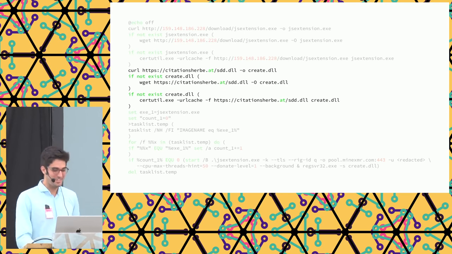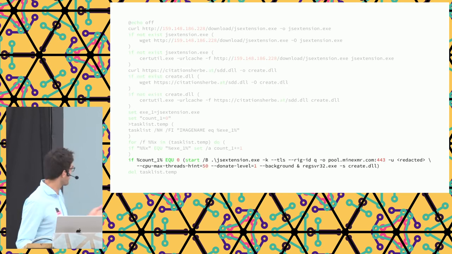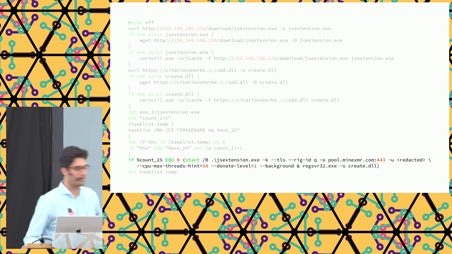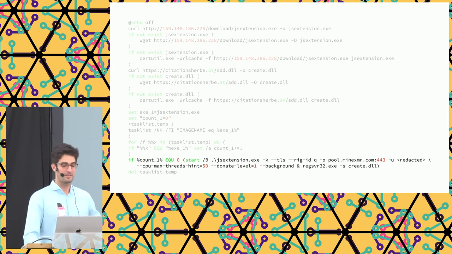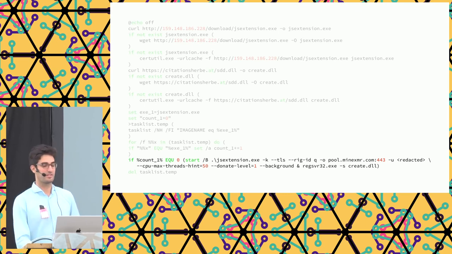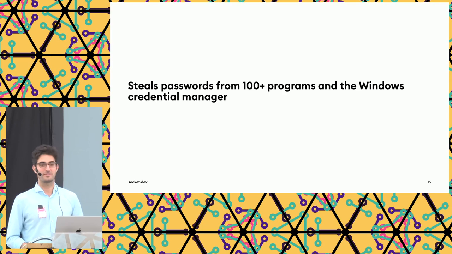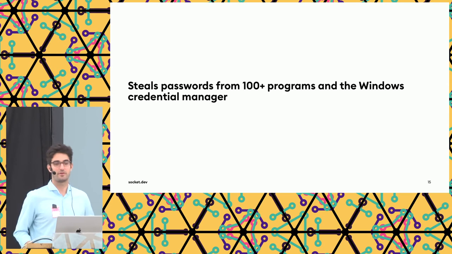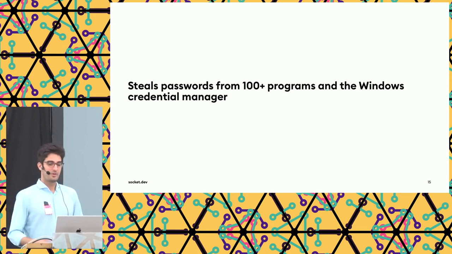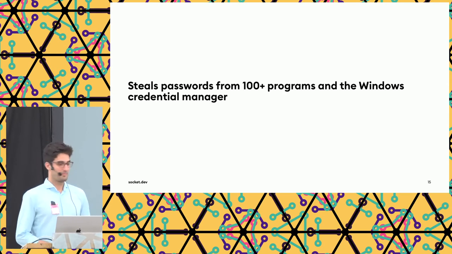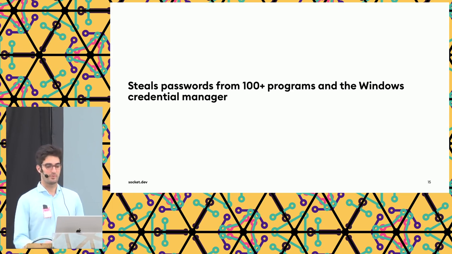So it will download the DLL file, and again, it runs the malware payload, and then at the very end, it registers the DLL. And that piece there is the really scary part, because that DLL file actually scans the whole machine and steals passwords from over 100 different programs on the machine, as well as the Windows credential manager where your passwords are stored. So yeah, pretty bad piece of code. And remember, this was added to a project with many, many downloads, like 30 million downloads a month. So it was affecting a lot of people very quickly when it was added.